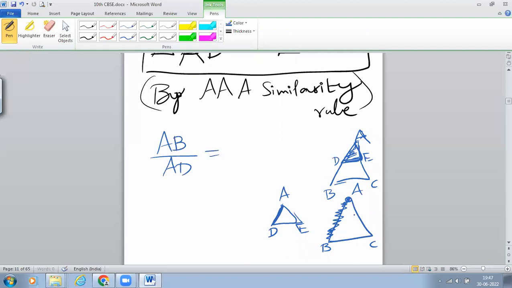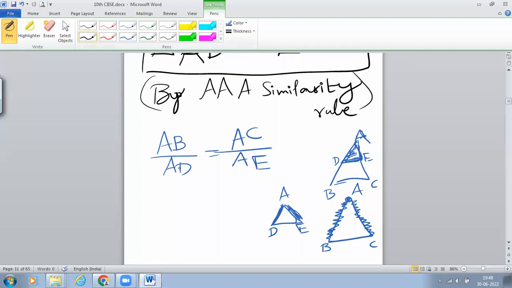AB by AD is equal to, and what about the side AC? What is the corresponding side of AC in the smaller triangle? AE. So that is equal to AC by AE. Are you able to understand this step? This you have to write. After this, please write, corresponding sides are proportional. Or else you can mention it in brackets.